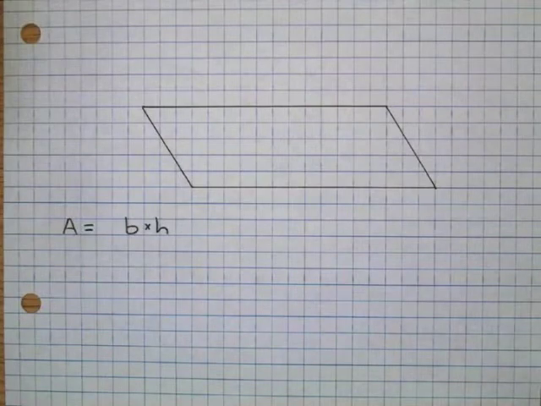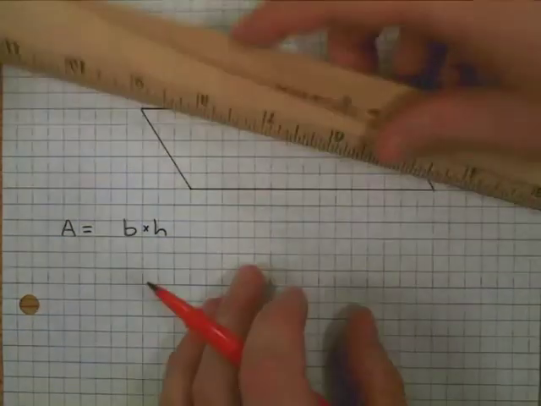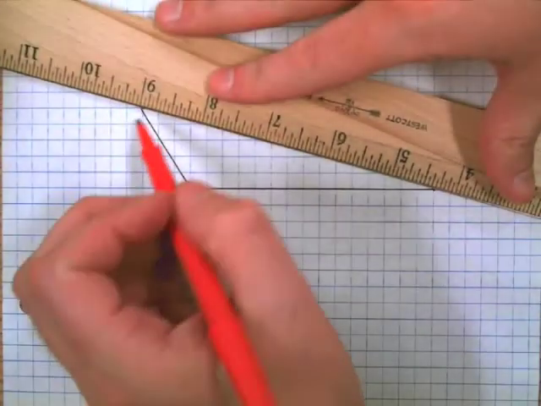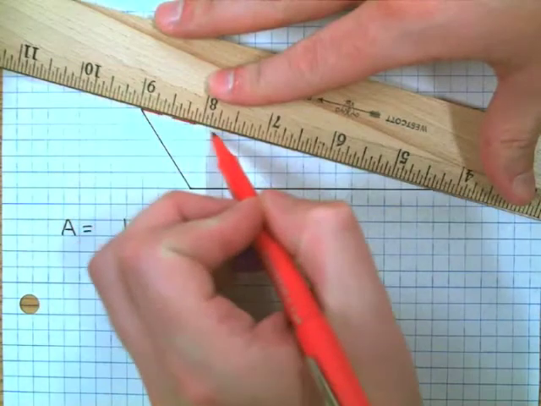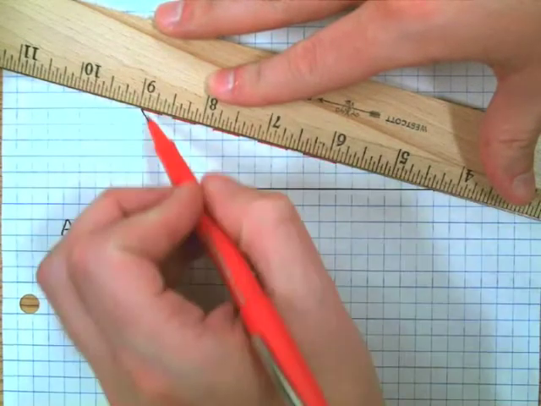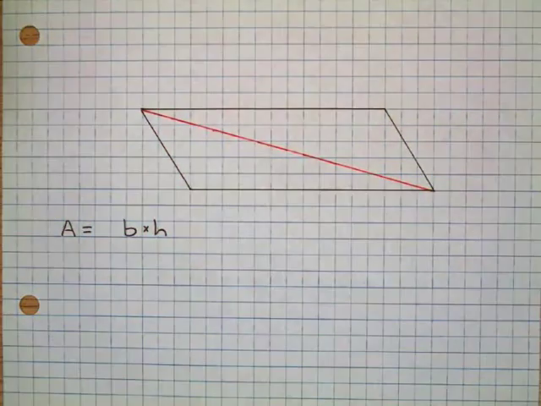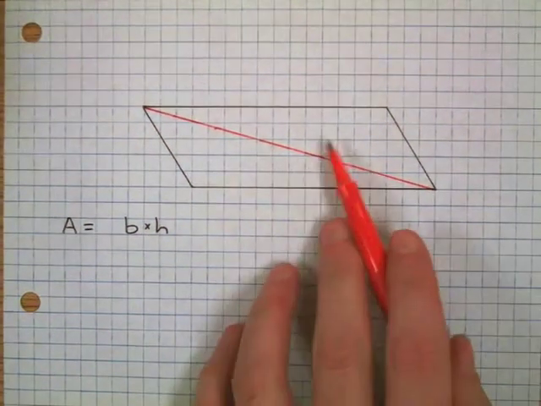Well, we can take this parallelogram and we can actually break it into two pieces. We can divide it into two equal pieces. So we can just take right along there and break it into two triangles. So here we have one triangle and here we have another triangle.